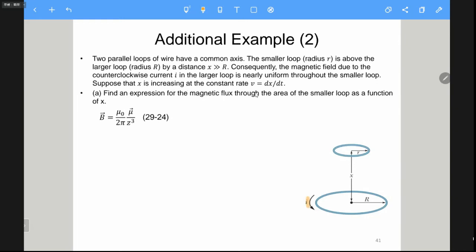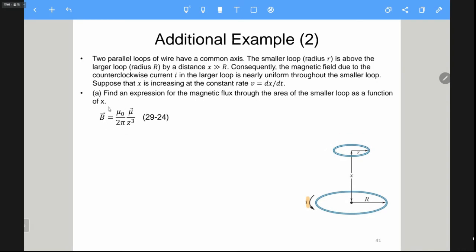So suppose x is increasing. X is increasing means maybe the upper one is moving upward, or the lower one is moving downward, or the mix of them. Then x will be increasing at a constant rate, v equals dx/dt. Find an expression for the magnetic flux through the area of the smaller loop as a function of x.